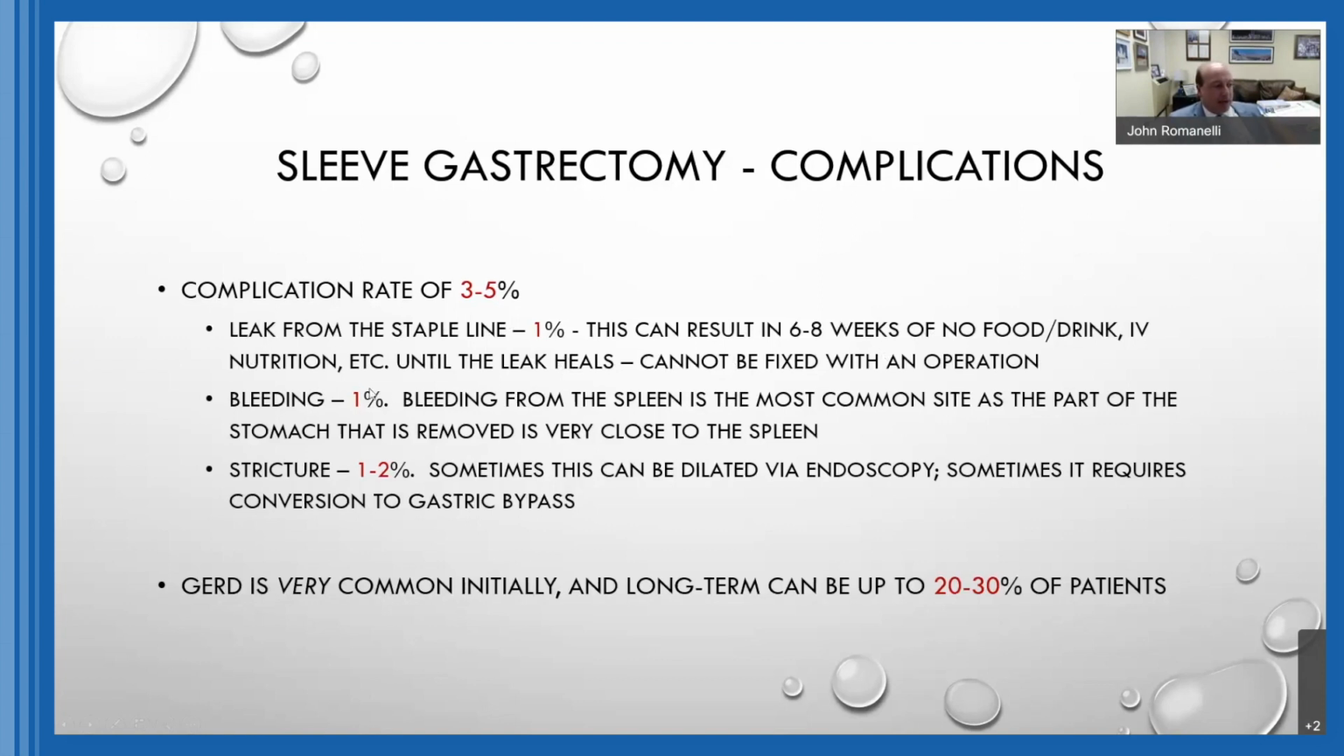Bleeding happens about 1% of the time, particularly from the spleen, because the part of the stomach that we take out is often connected and attached to the spleen. And the spleen is a giant bag of blood, so it doesn't like it very much when we do that. You can get some bleeding. Strictures can happen about 1 to 2% of the time. That's where the sleeve becomes too narrow to permit food to go through. And if that were to happen, you have to be dilated with an endoscope by a gastroenterologist, or sometimes if that fails, we have to convert you to a gastric bypass operation.